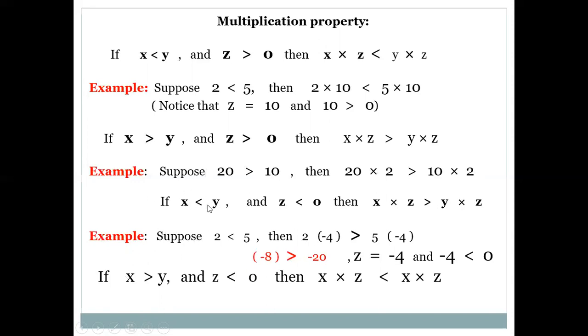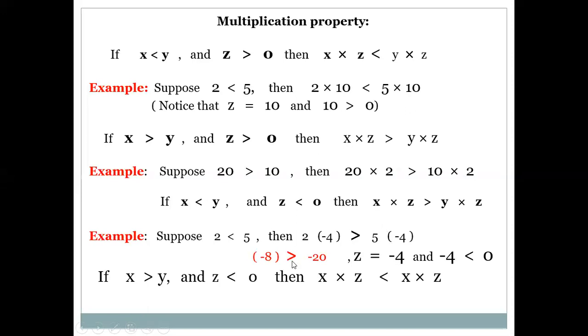Now let's see the second condition. If x is less than y, but now z is less than 0. In the first condition z is greater than 0, meaning z is a positive number. Now if z is less than 0, z is a negative number. If we multiply our inequality by a negative number, what will happen? x into z is greater than y into z. In this condition, the sign of inequality will change. The less than sign changes into a greater than sign.